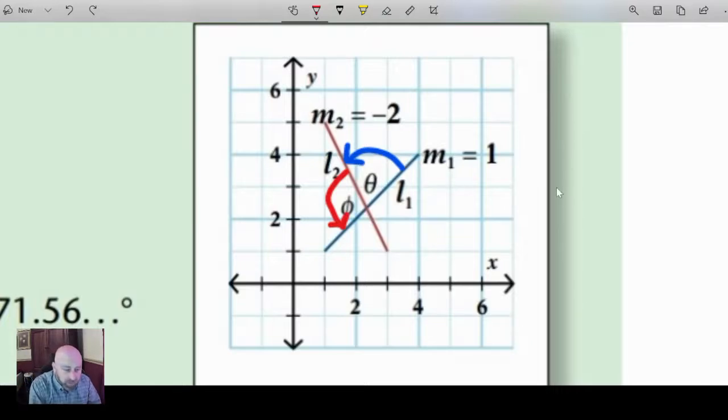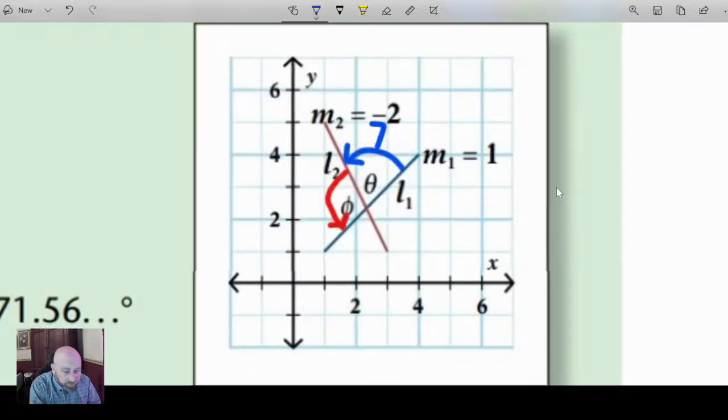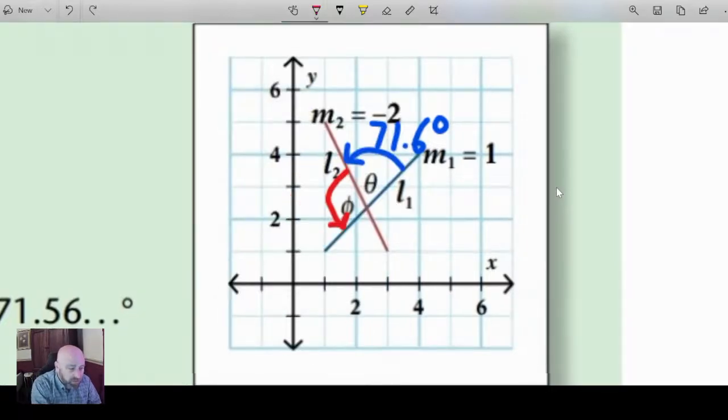So this would be a 71.6 degree angle between those two lines. Okay. Now we need to work on this other side. We need to figure out what this rotation is.